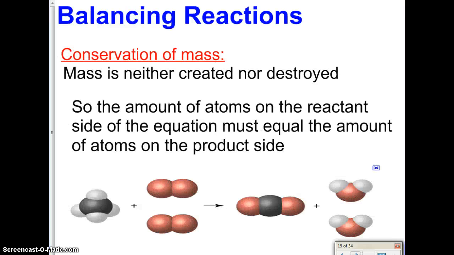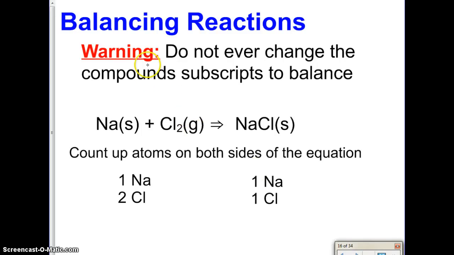Remember that balancing and stoichiometry is all based off the law of conservation of mass, which says mass is neither created nor destroyed. So basically, when we're balancing reactions, the mass, or the number of each atom on both sides of the equation, should equal each other. So that's what we're using to actually balance chemical equations. Something that can be a trip up that a lot of people do is don't ever mess with the subscripts. Leave the subscripts alone.